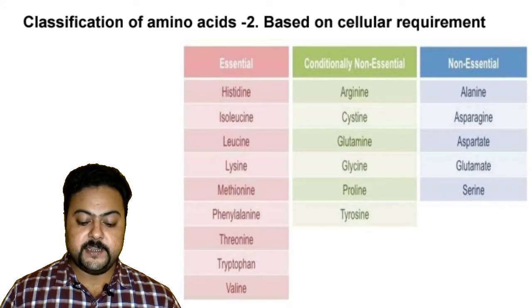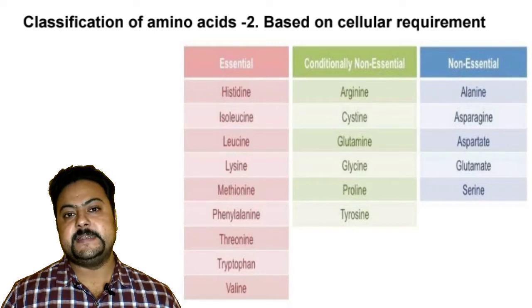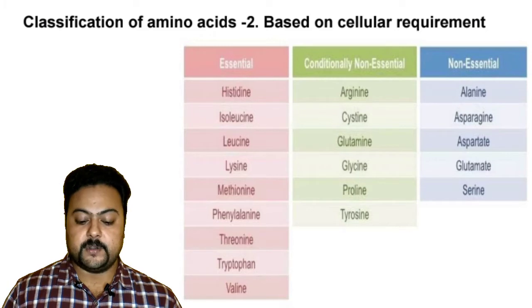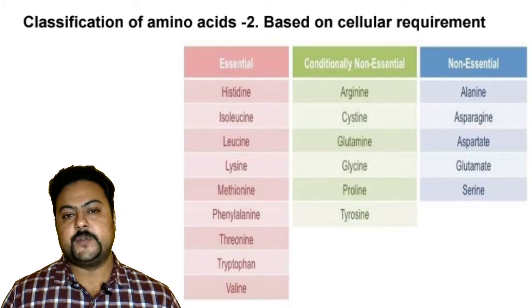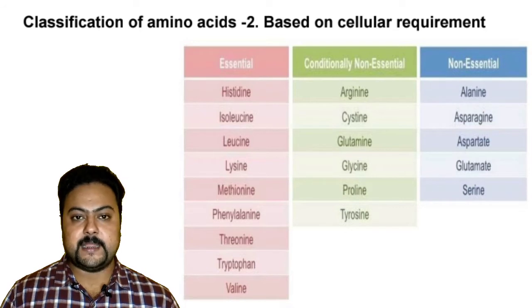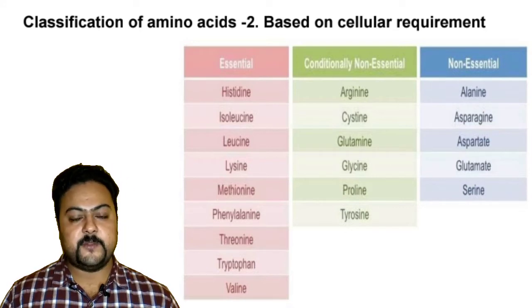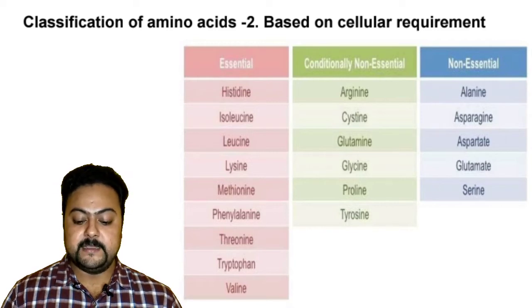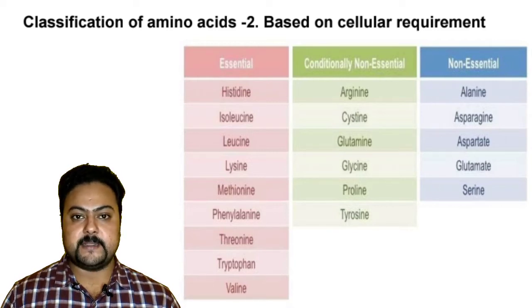Then we have conditionally non-essential amino acids, which means that essentially the body can produce them, but in certain conditions it cannot and they have to be taken through diet. These include arginine, cysteine, glutamine, glycine, proline, and tyrosine. There are certain amino acids which the body is capable of producing itself. These are alanine, asparagine, aspartate, glutamate, and serine.